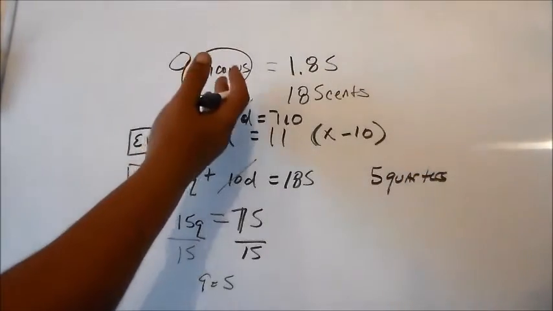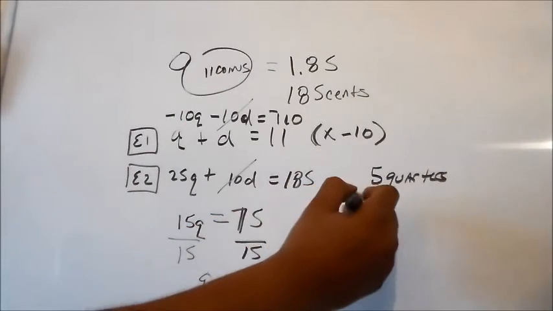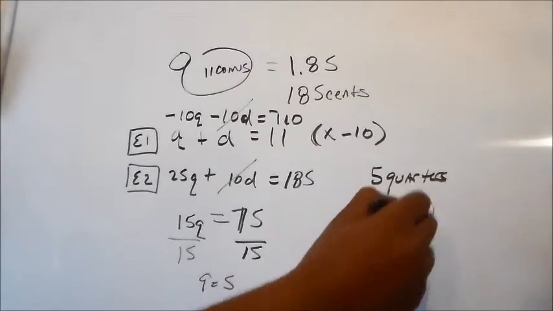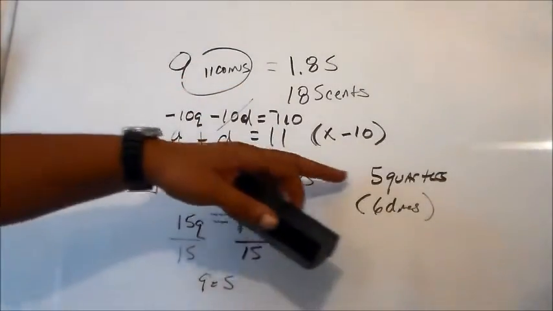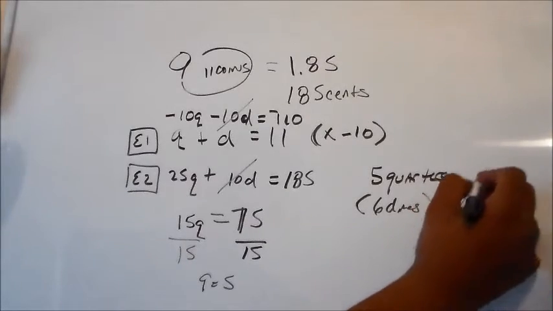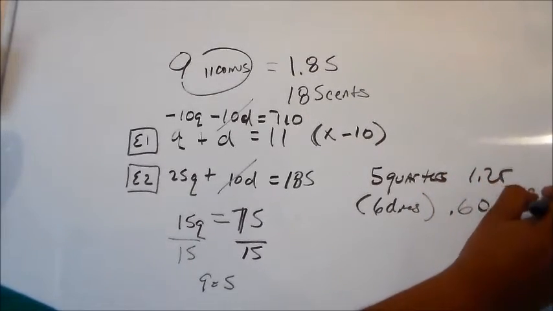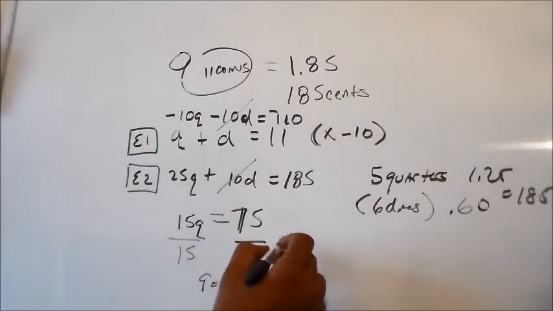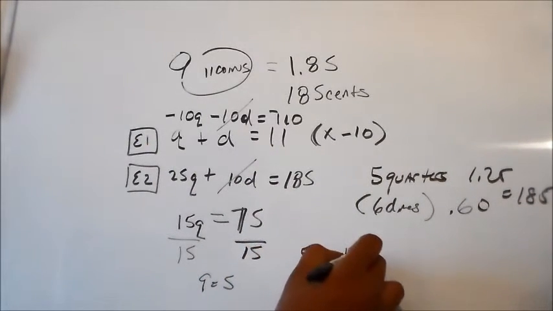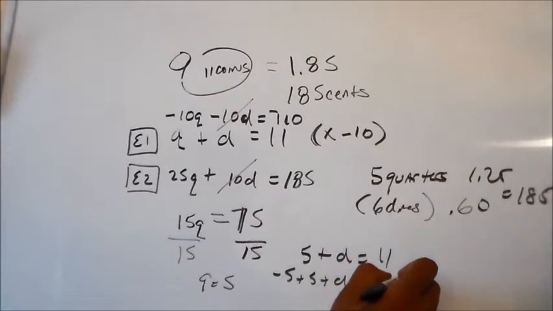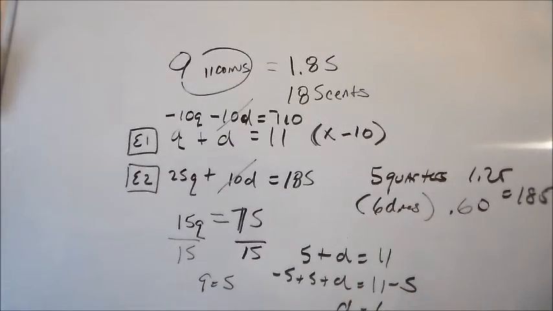Now, if there's 11 coins and we have 5 quarters, we can use our reasoning and know that there's 6 dimes. Because there's 11 coins total and 5 quarters, that's 60 cents plus $1.25, which equals 185. Or we could take Q and plug it into equation 1, which is 5 plus D equals 11. Subtract 5 from both sides, and D, the number of dimes, equals 6.